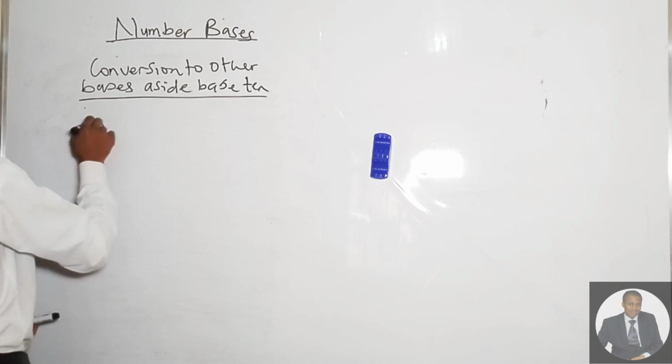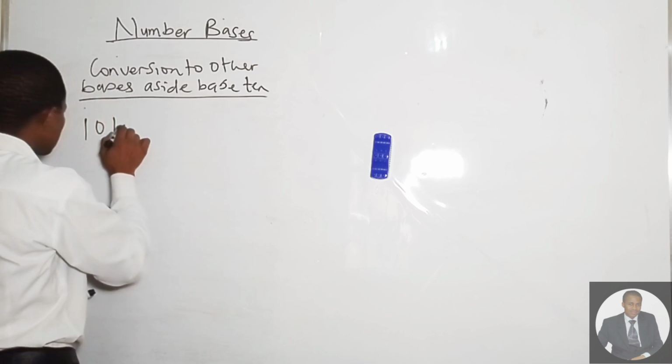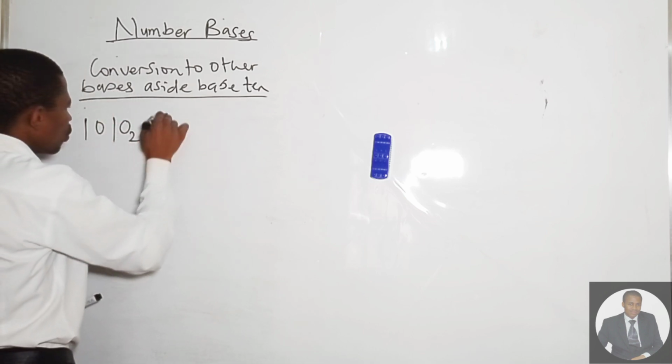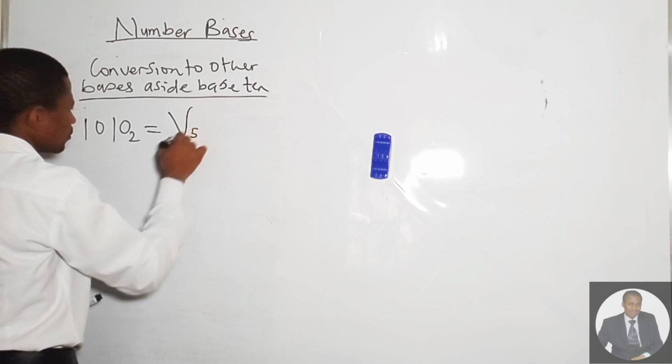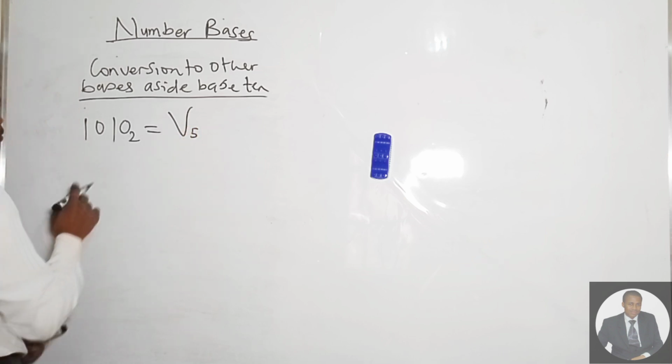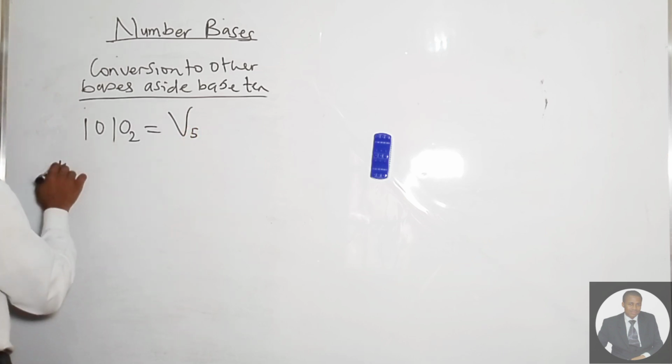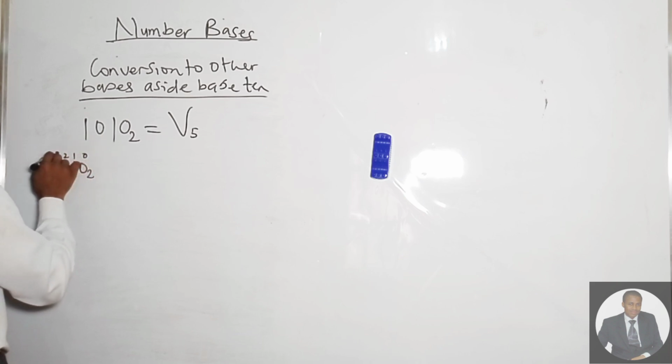Question: 1010 base 2. We want to convert to base 5. So what do we do? We convert this first to base 10. 1010 base 2. So we say 0, 1, 2, 3.